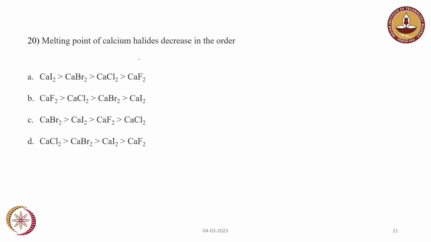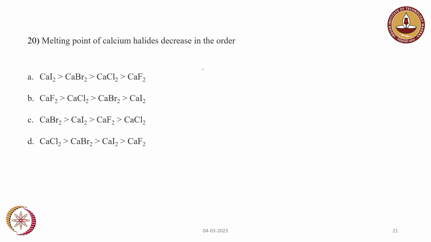So the melting point of halides while moving down the group should be decreasing, because among halogens while moving down the group electronegativity decreases and the size of the halide ions increases. So when they form calcium halides, the ionic character decreases down the group. So lattice energy decreases down the group. So order of melting point decreases down the group.